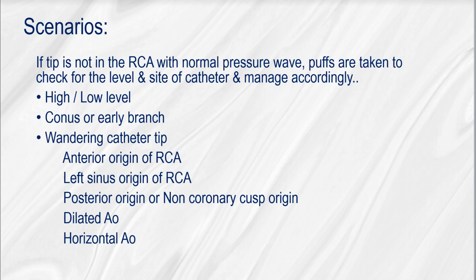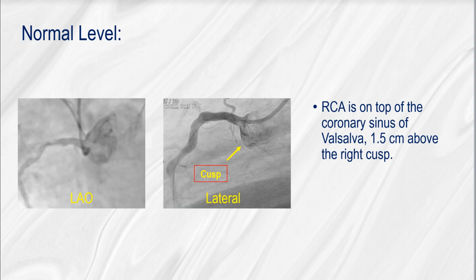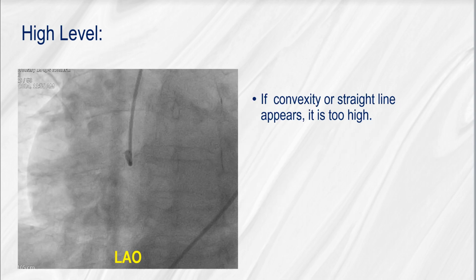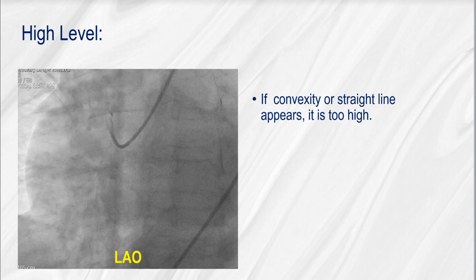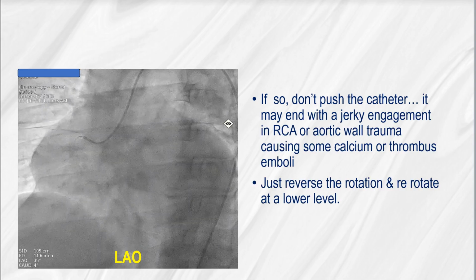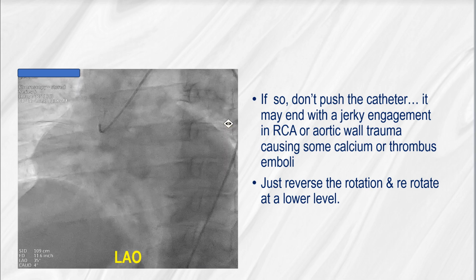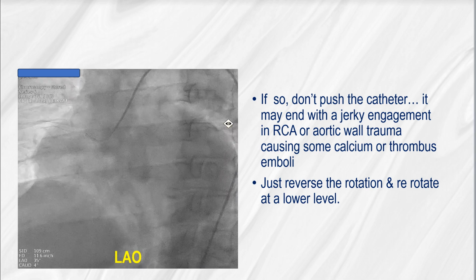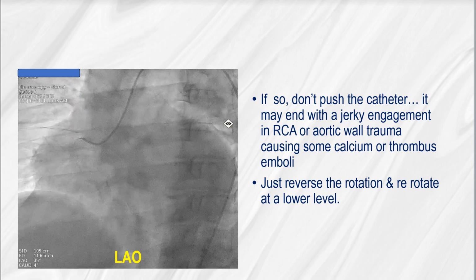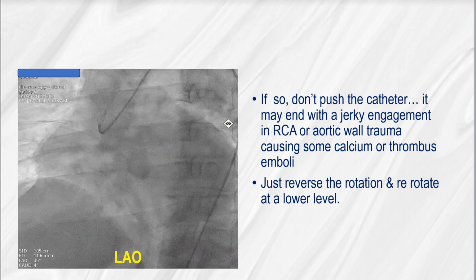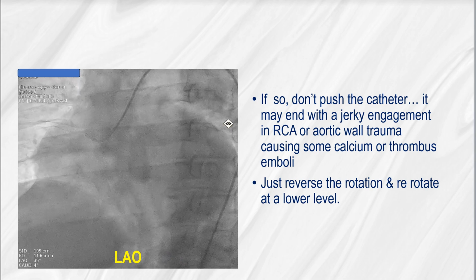If the tip is not in the RCA with a normal pressure wave, puffs are taken to check the level and site of the catheter and manage accordingly. Normally, the RCA is on top of the coronary sinus of Valsalva, 1.5 centimeters above the right cusp. If a convexity or straight line appears, it is too high. If so, don't push the catheter. It may end with a jerky engagement in the RCA or aortic wall trauma causing some subclinical strokes. Just reverse the rotation and re-rotate at a lower level.